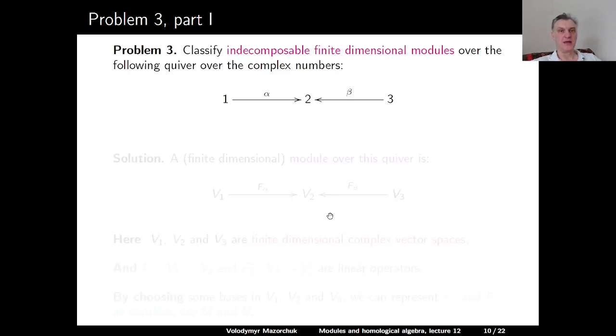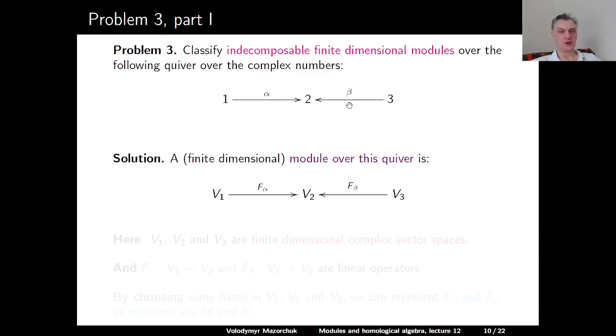Problem 3. Classify indecomposable finite dimensional modules over the following quiver over the complex numbers. So the quiver consists of 3 vertices, 1, 2, and 3, and 2 arrows, the arrow alpha from 1 to 2, and the arrow beta from 3 to 2. Solution. A finite dimensional module over this quiver is the following thing.